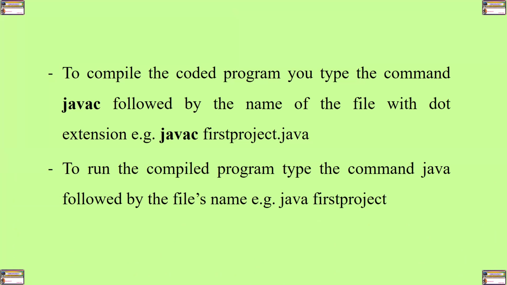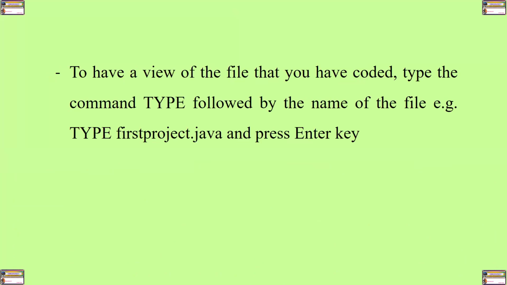If there is an error identified by the compiler when you compile the program, you have to make the changes first. You have to debug, and then you come back and compile and run it again. So, in case your program has any issue and you would like to display its content at the command prompt, that is, view the file that you have coded, you can type the command type followed by the name of the file.